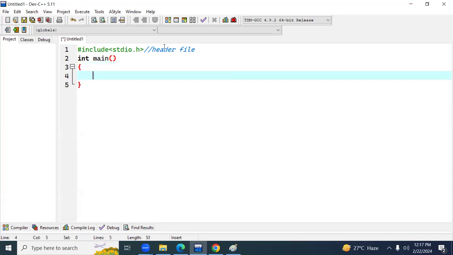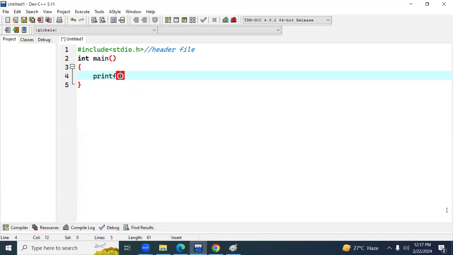Now I am trying to write one statement. I want to print some statement. For that, printf is one of the inbuilt functions. I'll tell you what the declaration and definition are. You need a few days to understand this.